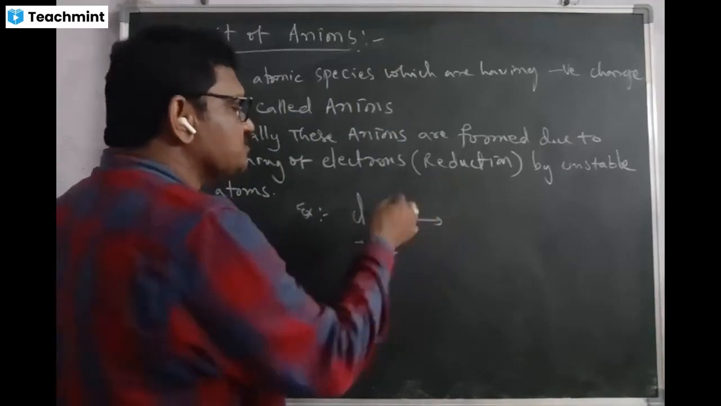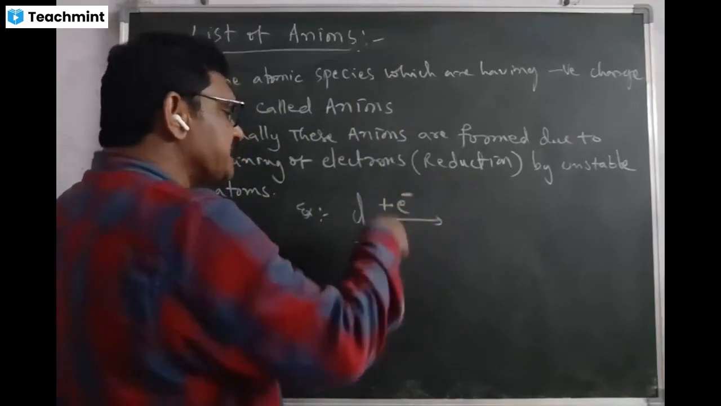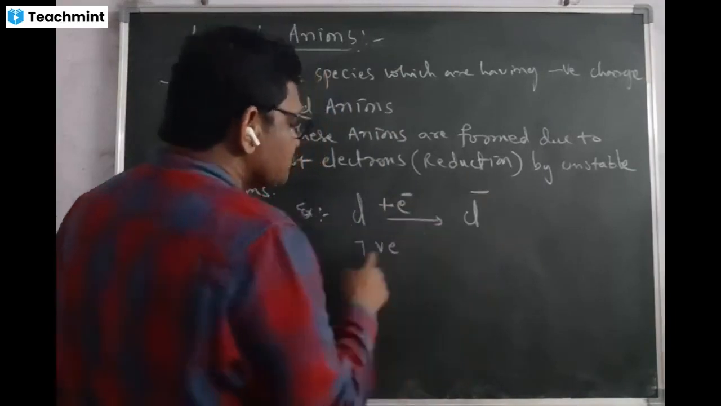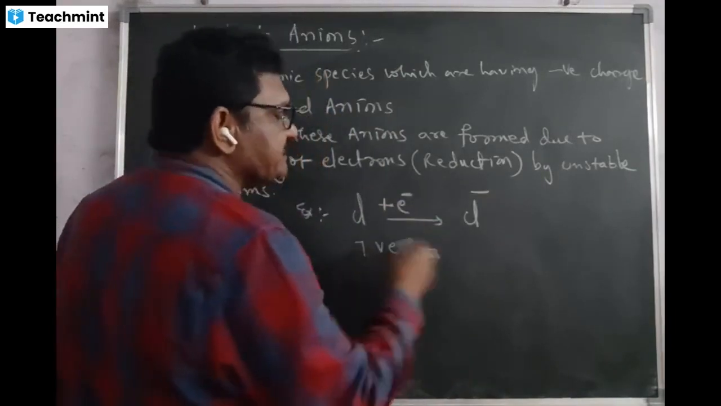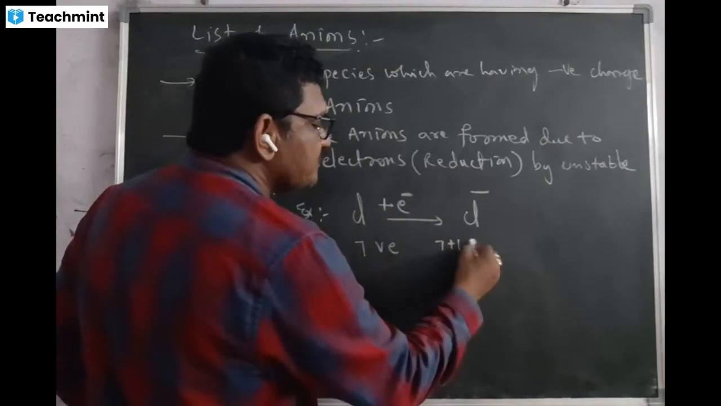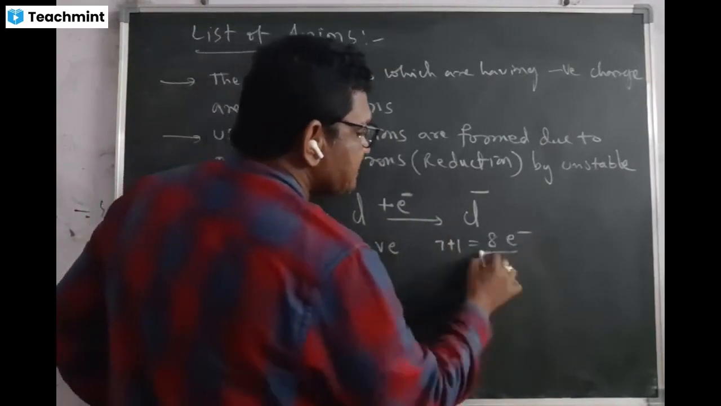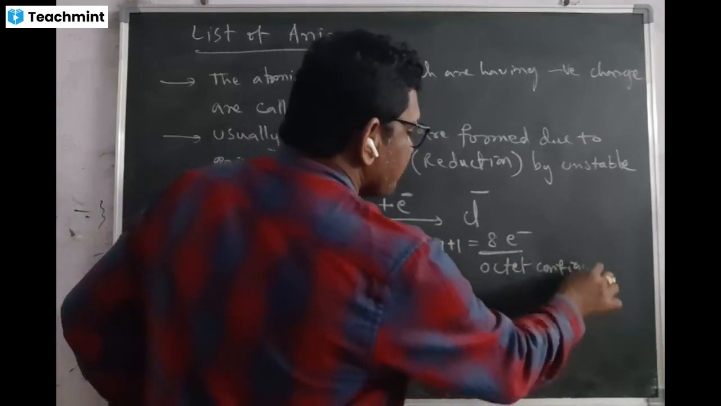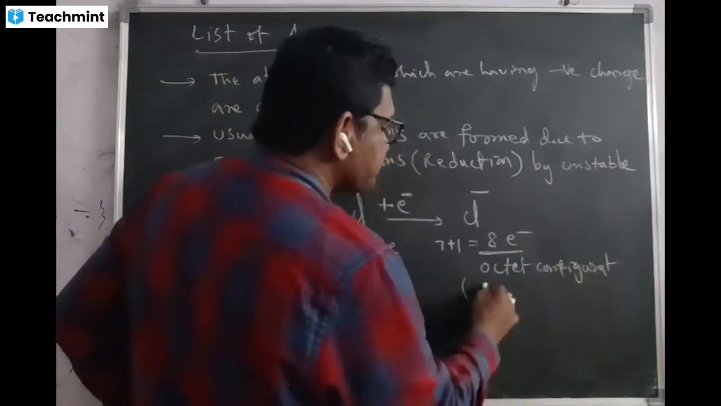To attain stability it has to accept 1 electron from the source. సో ఈ మైనస్ అంటే ప్లస్ ఎలక్ట్రాన్ తీసుకోవడం వల్ల Cl minus అవుతుంది. సో 7 electrons కు ఒక ఎలక్ట్రాన్ యాడ్ అయింది. 7 + 1, 8 electrons అయింది. So 8 electrons, nothing but octet configuration. So whenever it possesses octet configuration, this is stable.